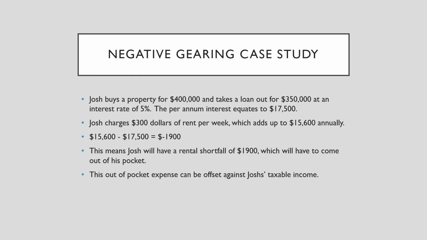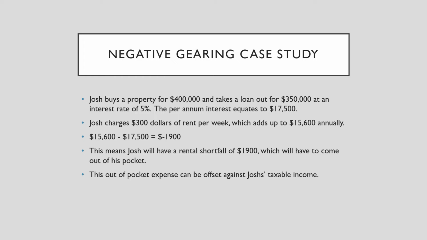Josh charges $300 of rent per week, which is quite low considering a lot of areas in Melbourne now are pretty high. And that adds up to $15,600 annually. So obviously you want to calculate the difference. You minus how much you make versus how much the cost is, which is $15,600 minus $17,500, which leaves you in a shortfall of $1,900.